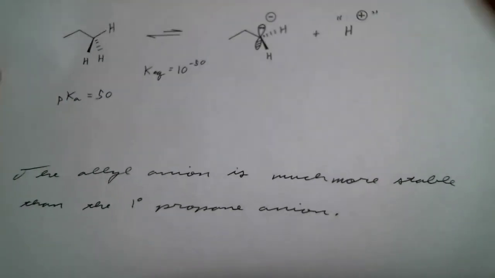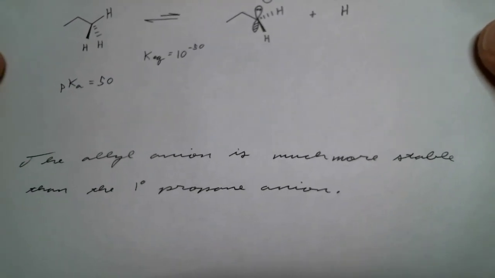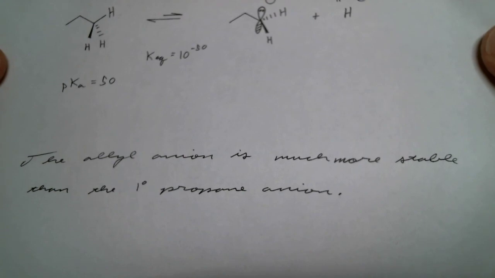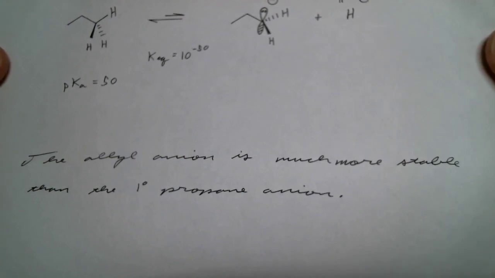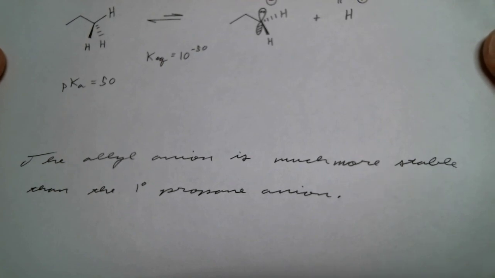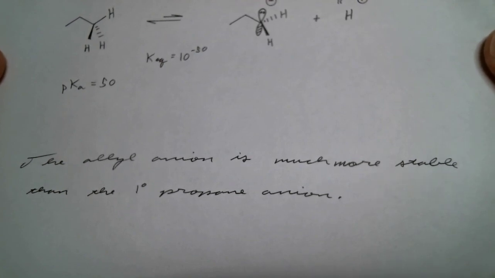So, what do I have to say? Geez, the allyl anion is much more stable than the primary propane anion, right? Because of resonance, which is a lie. But I'll clear that up in the next video.